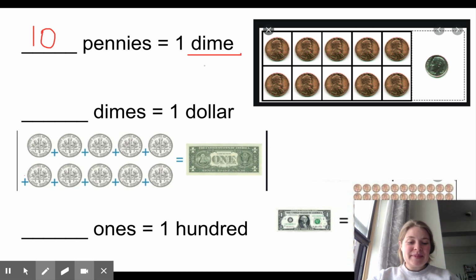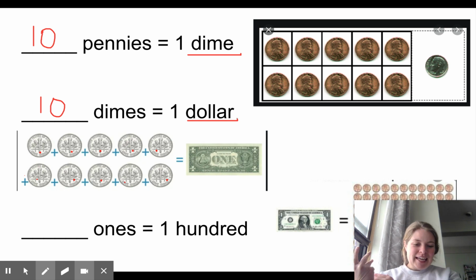How many dimes equal $1? 10, 20, 30, 40, 50, 60, 70, 80, 90, 100. There are 10 dimes. 10 dimes or 10 tens equals $1 or 100. Do you see how what we did way back at the beginning of the year is helping us count money today? That's so exciting. If you are noticing a pattern, you are doing an amazing job.